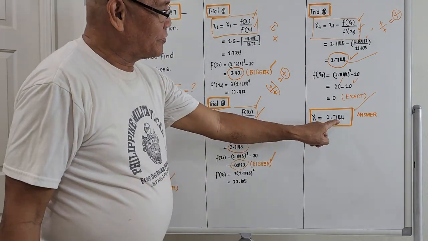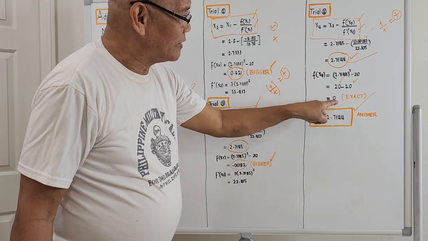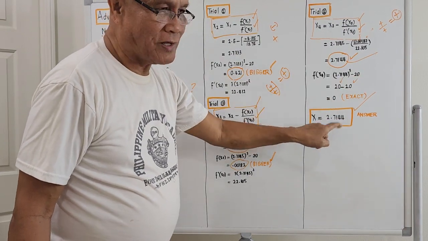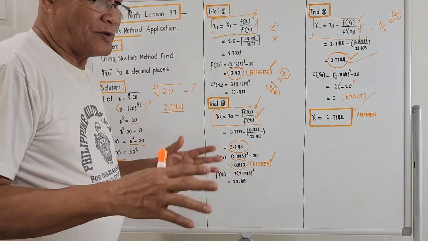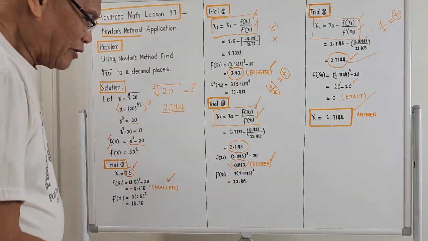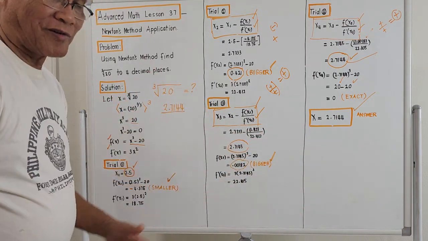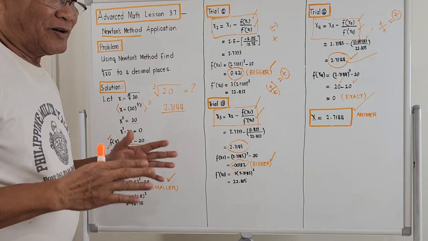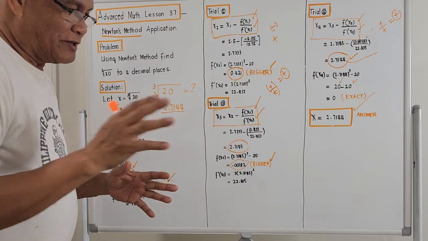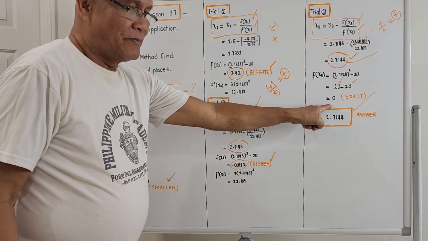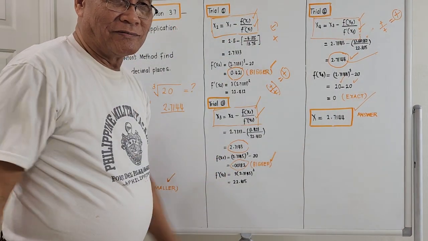Because if we try to raise this to the third power, we subtract that by 20, what comes out will be the difference is 0. So this is the correct answer. So the final answer will be, after the fourth trial, 2.7144. There will be a question, how come we go up to the fourth trial? We are showing a solution, right? We will stop when the difference is 0. Because when the difference is 0, meaning to say the value at that trial is the correct one.